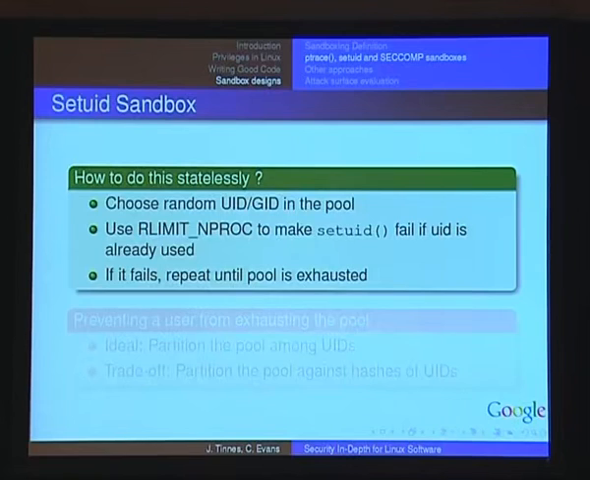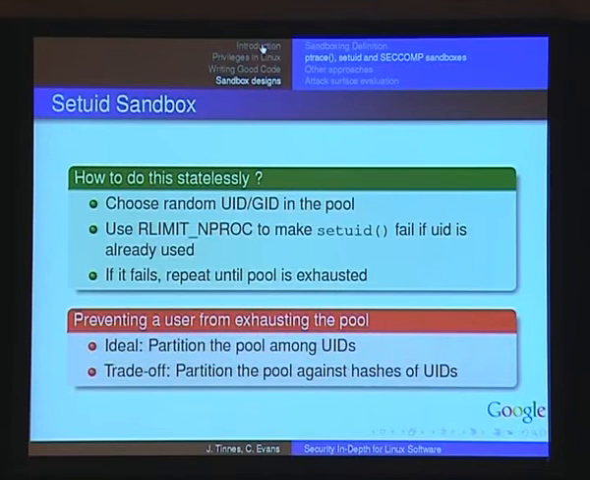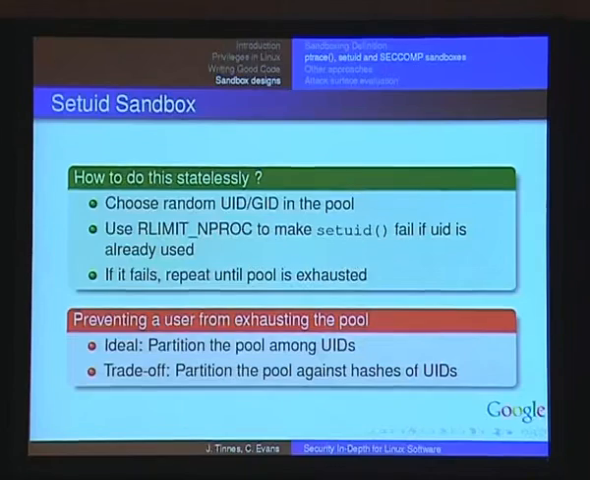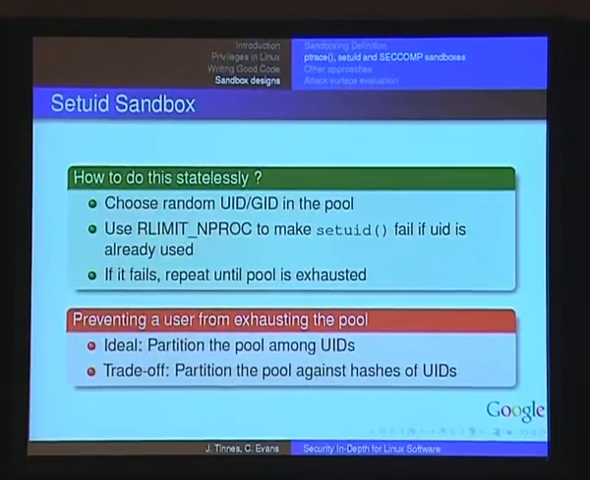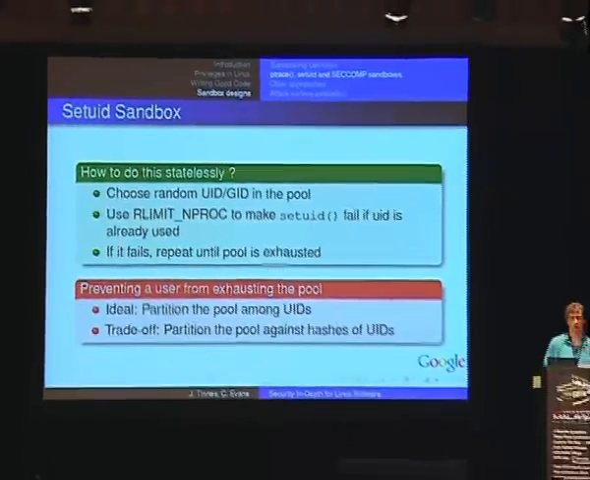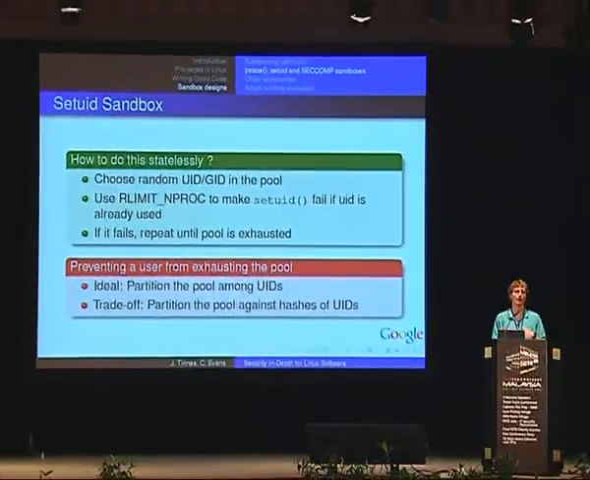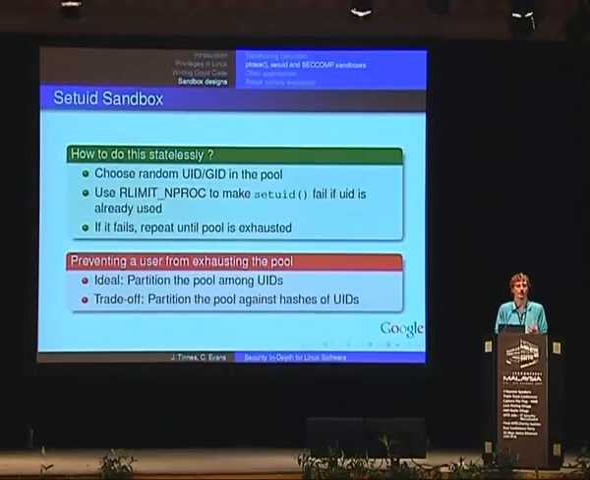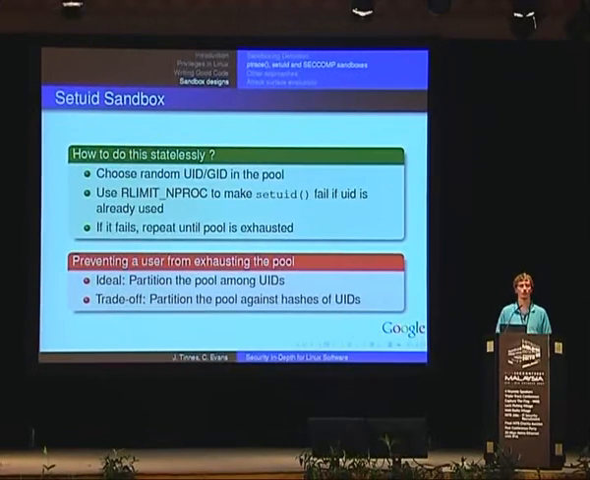So the problem with that is it's not ideal because we also would like to prevent a user from exhausting the pool. Otherwise, a user could just call the SetUID sandbox many times until the pool of UIDs is exhausted, and there isn't much we could do about that. So ideally, we would partition the pool among the different user IDs used on the system. However, that's not very convenient because we didn't want to have to read the user files. We're not administrating the system, so we don't want to have to find out what users are there. We want to be completely independent of the system.